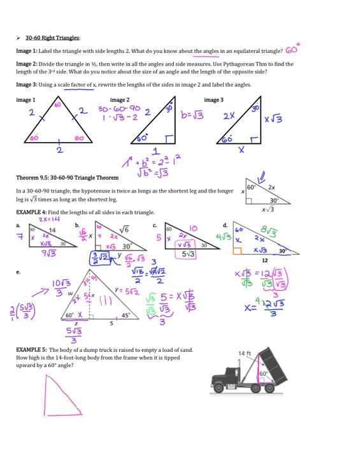Here we go. They know that this is 14 feet, this is 60 degrees, 90, and this is going to be 30. So I know I can label the sides, x, x rad 3, 2x. So I know that x is going to be 7, because that's half of 14. And I know then this side will be 7 rad 3, and that's what we're looking for. So the dump truck will be 7 rad 3 feet high.